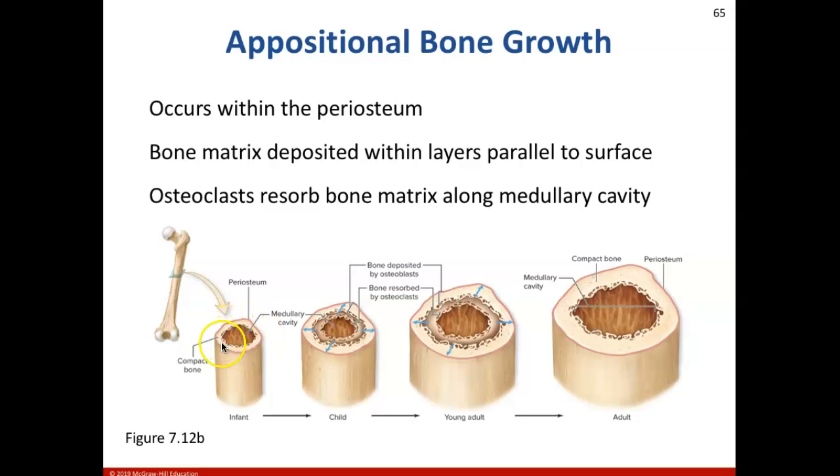So here we can see the width of bone in an infant. And then as we start to build bone on the outside by the periosteum, remember that intercellular layer? And we're going to use osteoclasts to eat away the bone on the inner surface. We'll see that that bone width is going to widen as we move into adulthood.